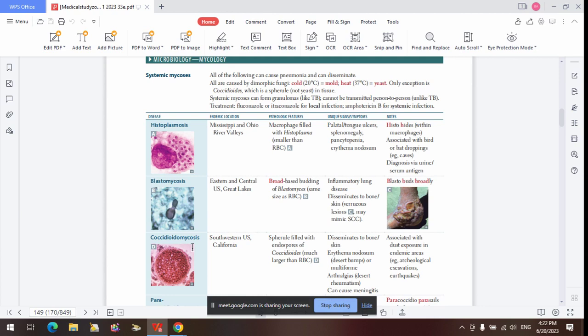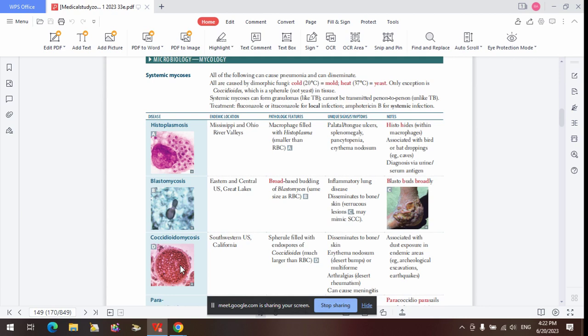So you are always watching out for this statement in your question. Once you see spherule, your answer is coccidioidomycosis. That's what you are looking out for. It is the only systemic fungus that can form spherules. And what is that spherule? You guys can see the image. That's image D. Can you guys see image D?